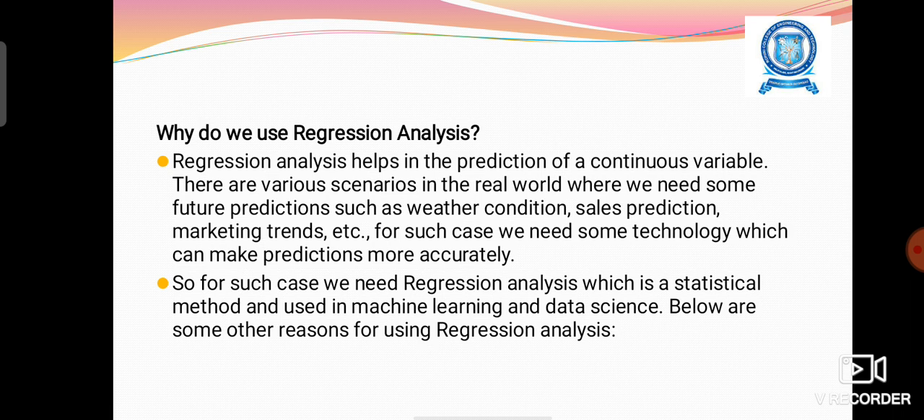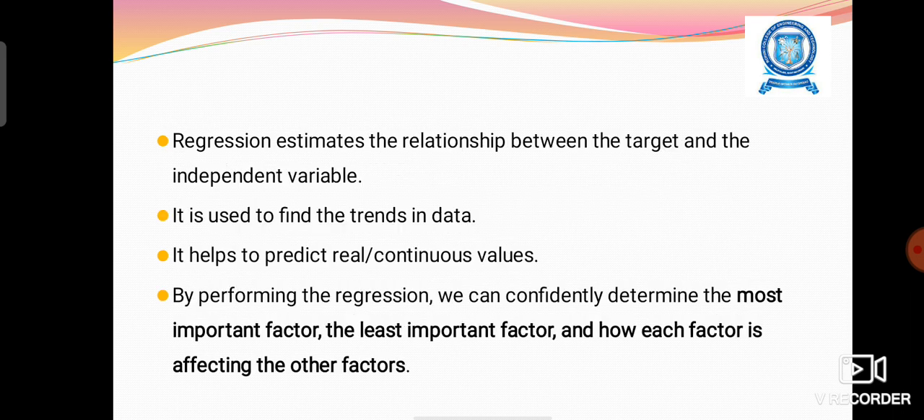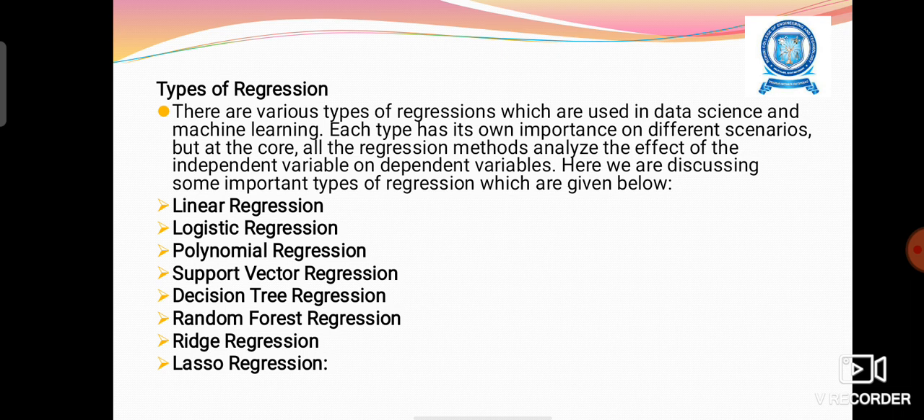So regression analysis helps in the prediction of continuous variables. It is used to find the trends in data. It is used to predict real continuous values, and it has many applications. There are different types of regression: linear regression, logistic regression, polynomial regression, support vector regression, decision tree regression, random forest regression, and ridge and lasso regression.